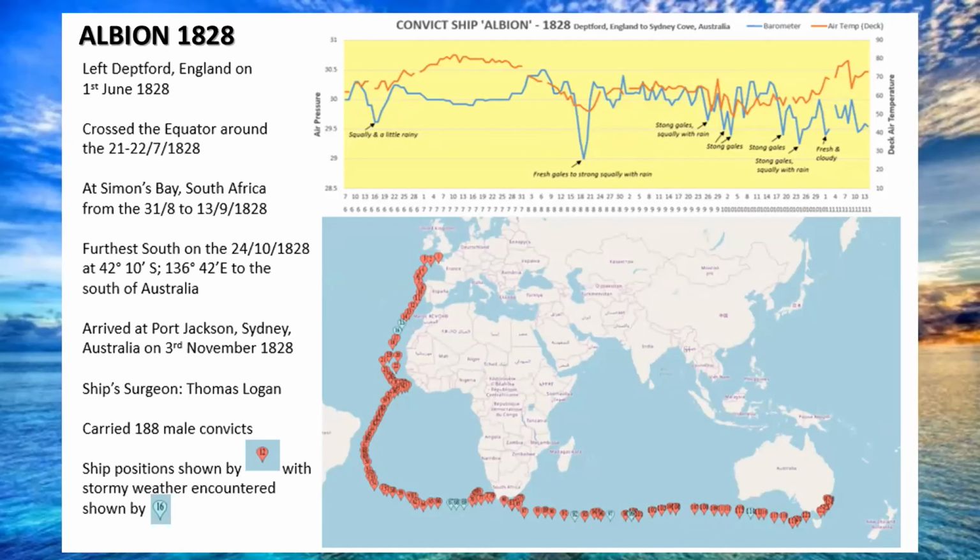I mentioned I was going to show you a convict ship. This is the Albion in 1828, going from England out to Australia. And you can see the trace of it over the globe there with the red and the blue dots. The blue ones are counted according to their instrumental record. Above that, I've plotted a trace in orange of the temperature data that was recorded on the ship by the ship surgeon, and in blue, the atmospheric pressure data.